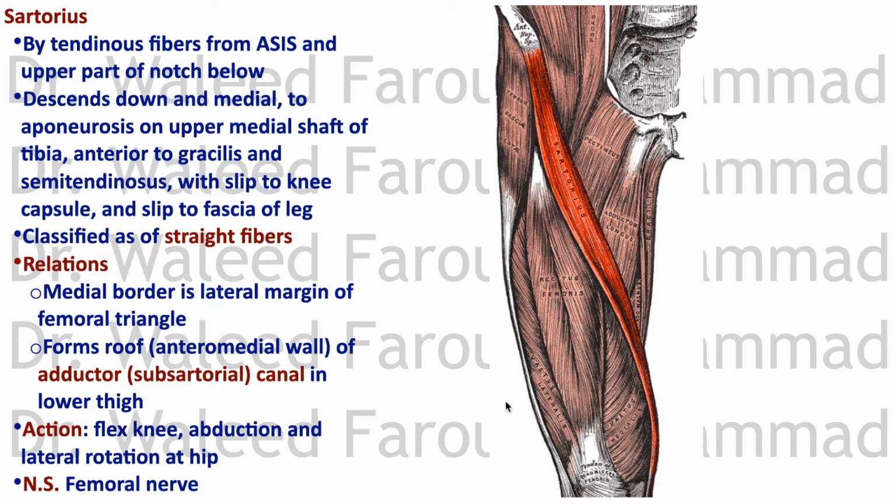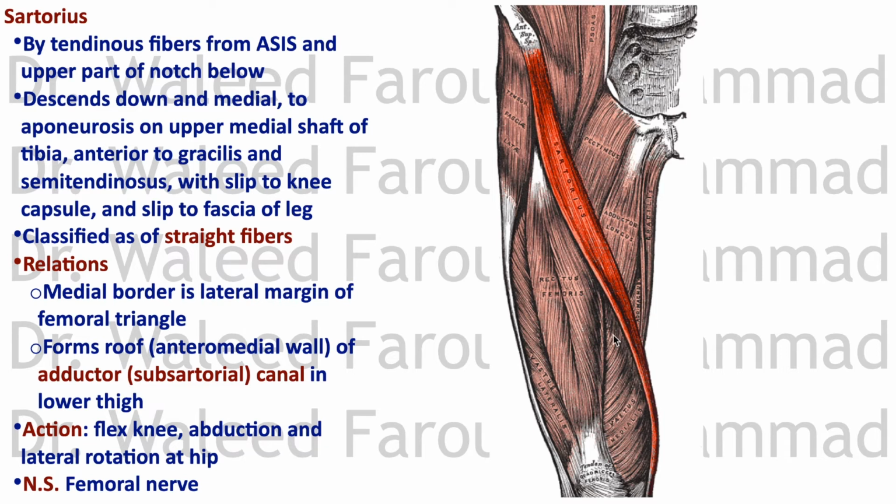It's classified as a muscle of straight fibers, and as for the relations of the muscle, the medial border forms the lateral boundary of the femoral triangle, as you can see here. This is the femoral triangle, okay? It forms the roof of the subsartorial canal or the adductor canal. Here it forms the anteromedial wall of the canal, because the anterolateral wall is the vastus medialis, and it's considered the roof of this canal.